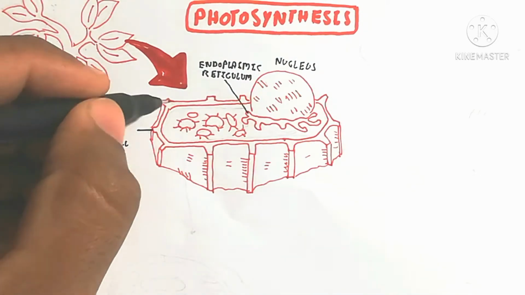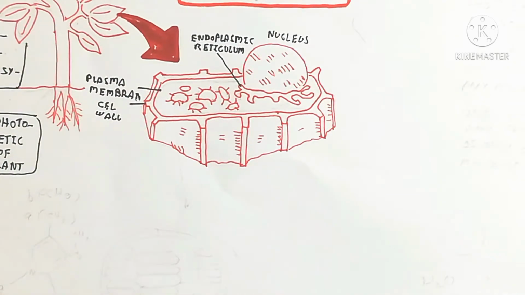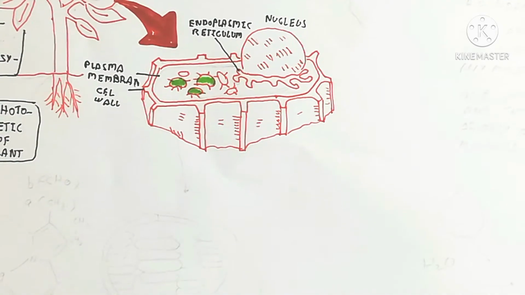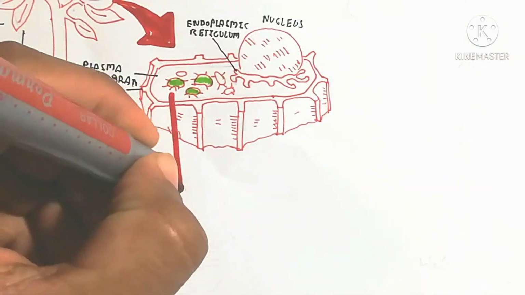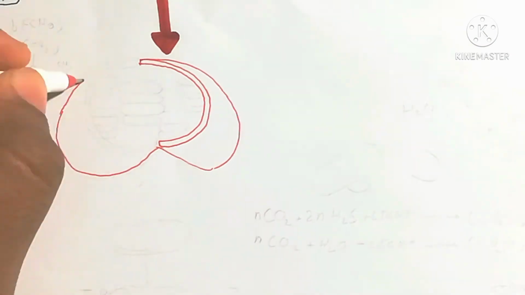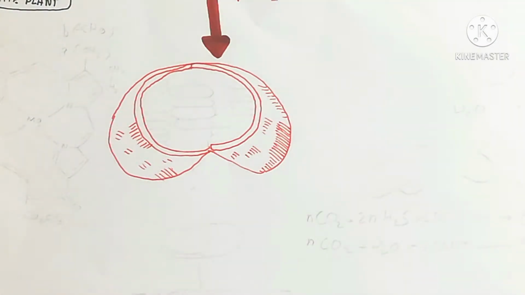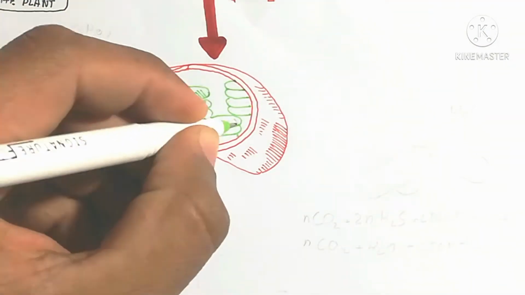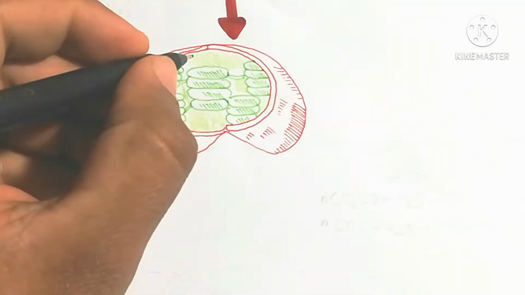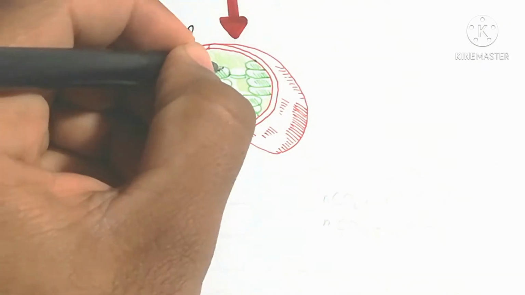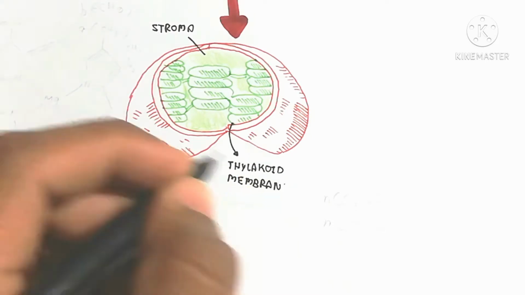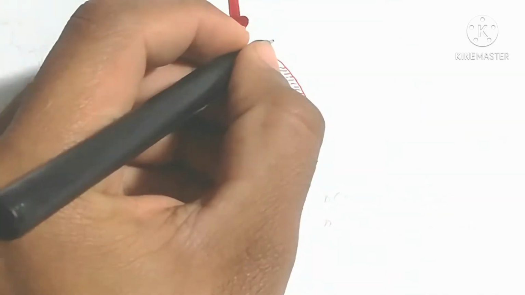So here is the cell which I am drawing, containing nucleus, endoplasmic reticulum, and here is the green color, which shows the chloroplast. This chloroplast organelle is very important for light absorption, and it is used for the light reaction and dark reaction. The light reaction is in the form of chemiosmotic ATP production as well as NADPH production, and the dark reaction is in the form of the Calvin cycle.